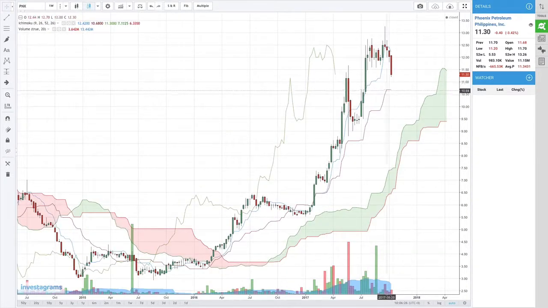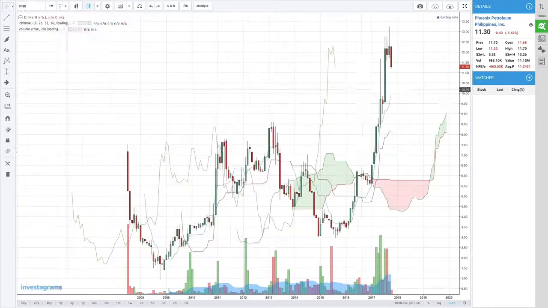And this is the stronger support level. Of course, it might just be a dead cat bounce. So we'll see. We have to confirm that. What do we find on the monthly chart? The strongest support is at 10 pesos.